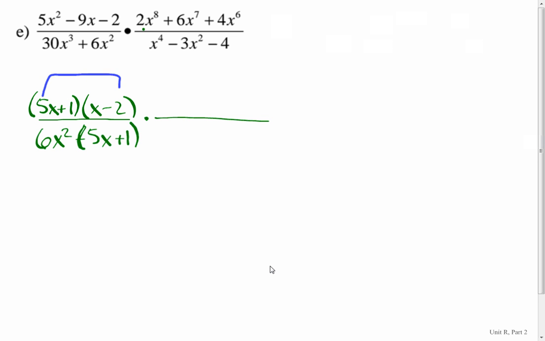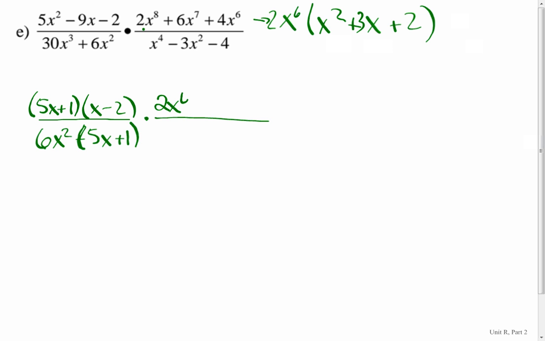For the other side over here on the top, I'm going to do an intermediate step because I've got this giant 2x to the 6th that I can take out. That's going to leave me with x squared plus 3x plus 2. Oh, dumb, Mr. Hayes. 3x. Yeah, you in the back who is yelling, hey, you made a mistake. Good job. So I've got 2x to the 6th, and then I've got x plus 2, x plus 1.